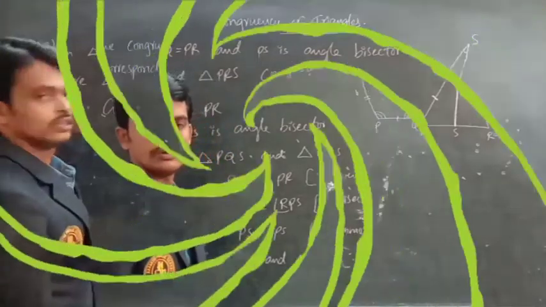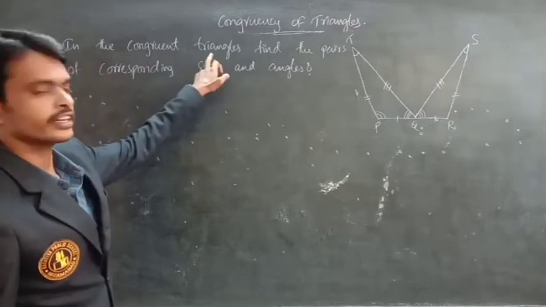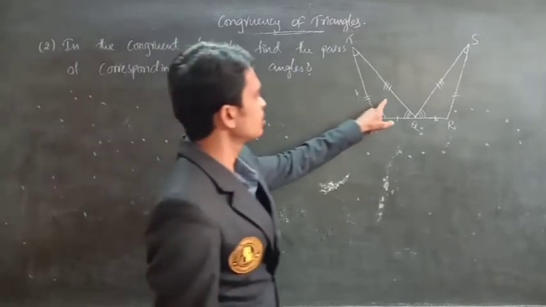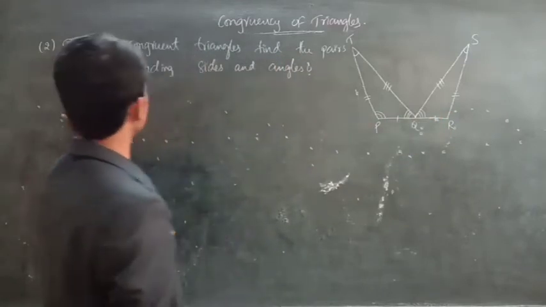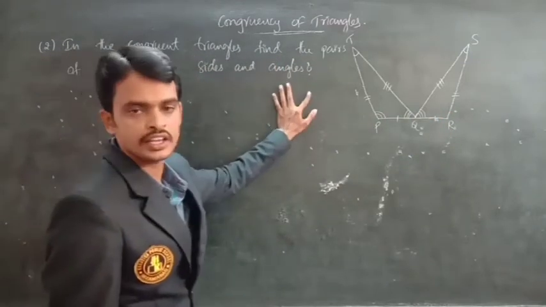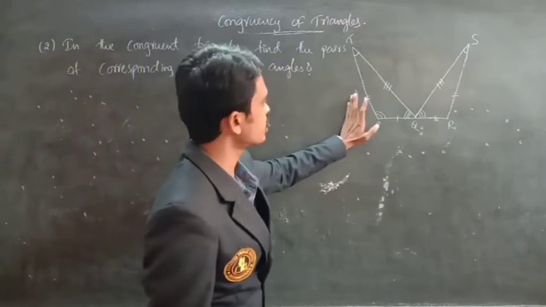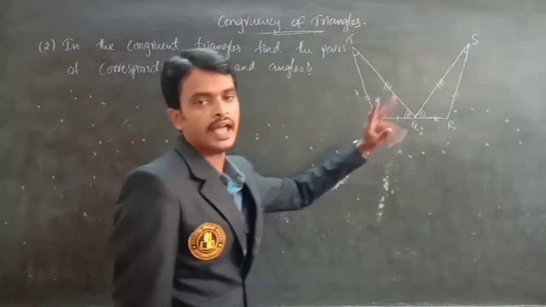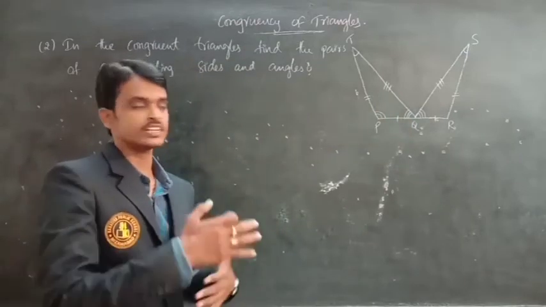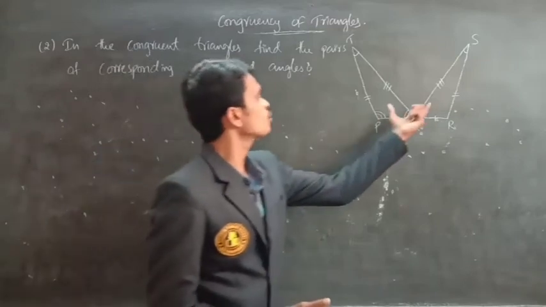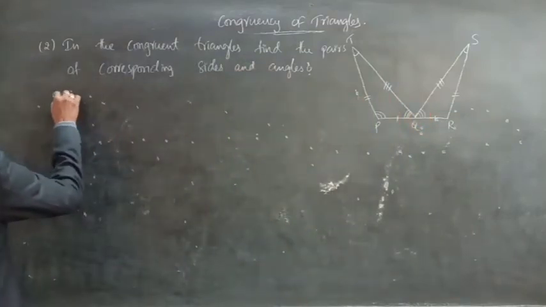According to the SAS congruence rule. Second problem. These are two congruent triangles. Find the pairs of corresponding sides and angles. You should find the corresponding sides and corresponding angles and write them. So we should write the corresponding parts of these two congruent triangles. Solution.